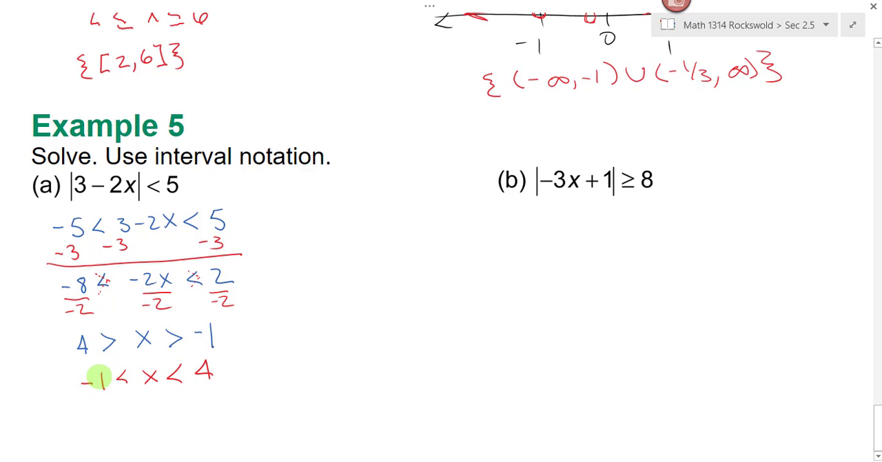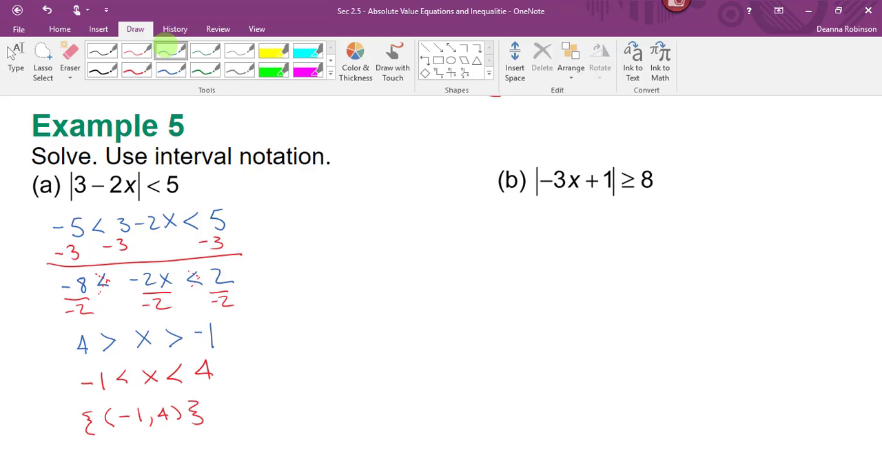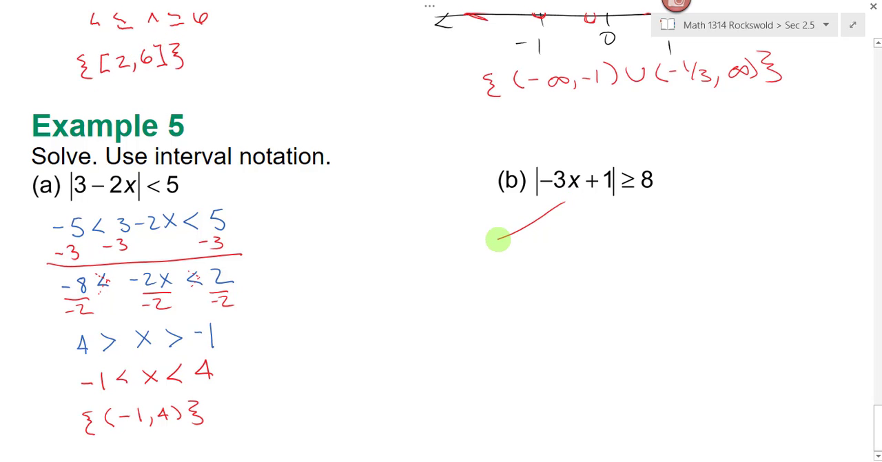You maintain that relationship. How would I write this answer using interval notation? Start with a parenthesis or a bracket? Perfect. You put parentheses on the numbers negative 1 and 4, because this is a strict inequality. You only use brackets if you're equal to something, like in part B. In part B, we have an absolute value with a greater than. These are the ones that we have to break into two problems.